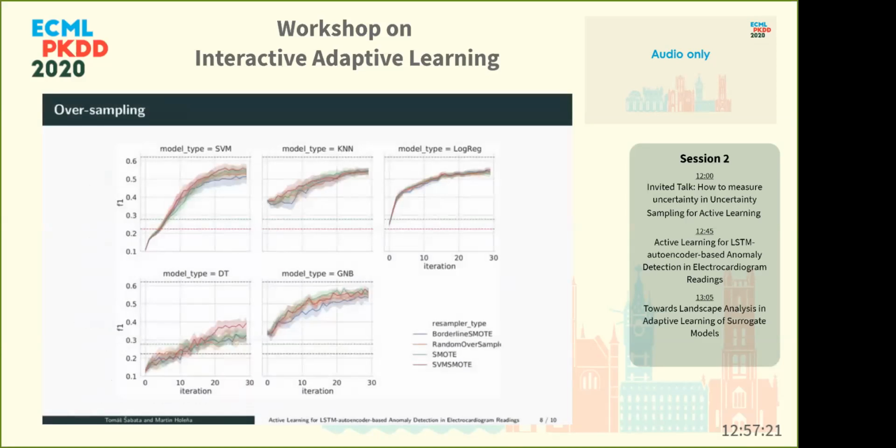So let's describe the results. In the results, you can see 5 charts. In each chart, there is one model. So you can see the model type on top: support vector machines, k-nearest neighbors, logistic regression, decision tree, and Gaussian naive Bayes. On the y-axis, you can see the F1 score, and on the x-axis, you can see the iterations. The solid colored lines are the F1 scores of multiple resamplers, and the colored areas are confidence intervals.